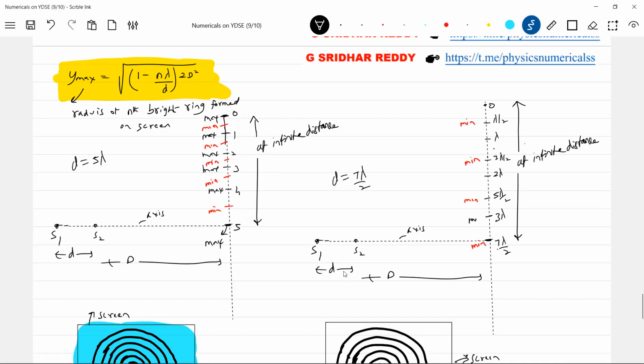This is the maximum. What about how you count how many maximas? 1, 2, 3, 4. How many minimas? 1, 2, 3, 4. Below also that will be. So 7 minimas is what we are going to notice.